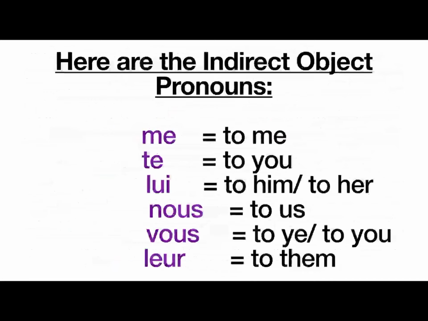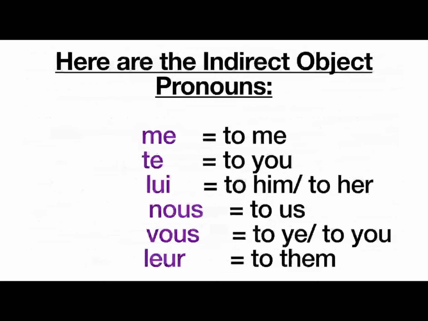Okay? So here are the indirect object pronouns. Me, te, lui, nous, vous, leur. I told you they're very like the direct object pronouns. Okay, they look very like them. So me means "to me", whereas the direct object that we learned earlier, me, just means "me". In the indirect object pronoun, it means "to me". Okay, so there is a difference. Te, to you. Lui can mean to him or to her. So that's easy, we only have one to learn there. Nous, to us. Vous, to ye or to you, and leur, to them. So me, te, lui, nous, vous, leur.